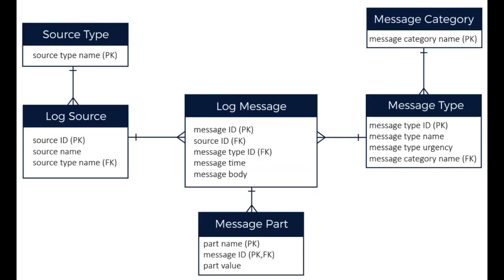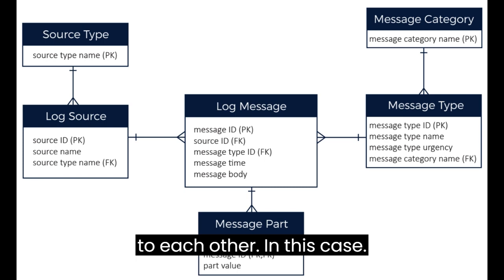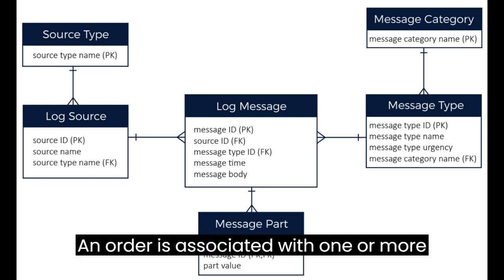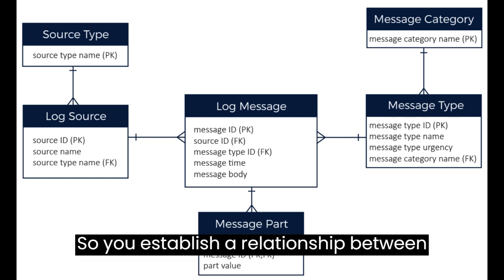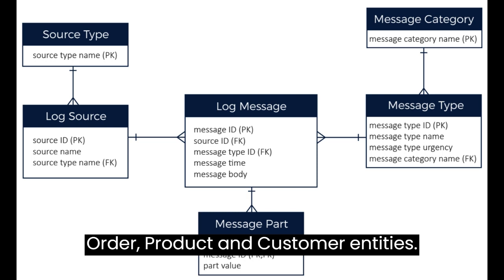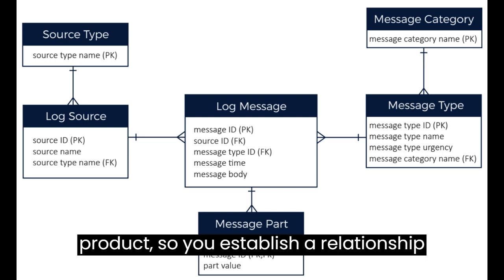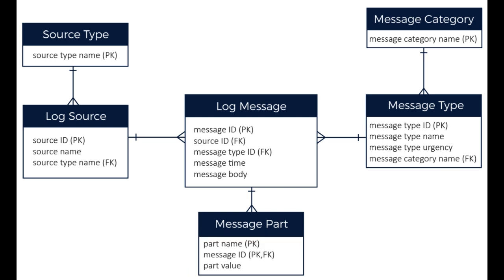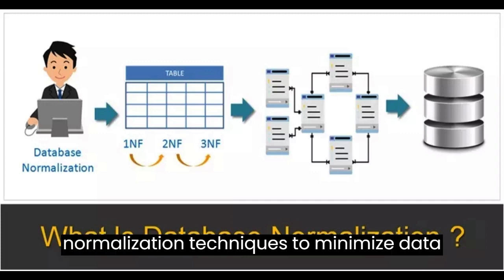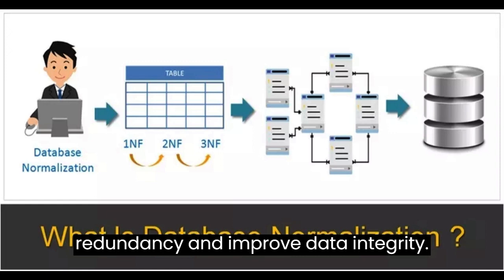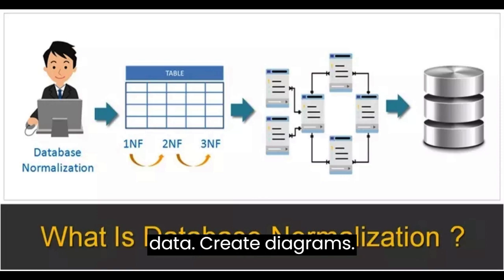Establish relationships. Determine how these entities are related to each other. In this case, an order is associated with one or more products and one customer. So, you establish a relationship between order, product, and customer entities. A review is related to a specific product, so you establish a relationship between review and product entities. Normalization. Apply normalization techniques to minimize data redundancy and improve data integrity. For instance, separate information into different tables to prevent duplicate data.